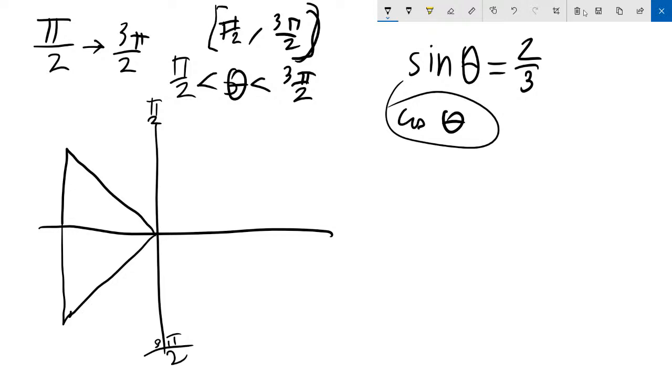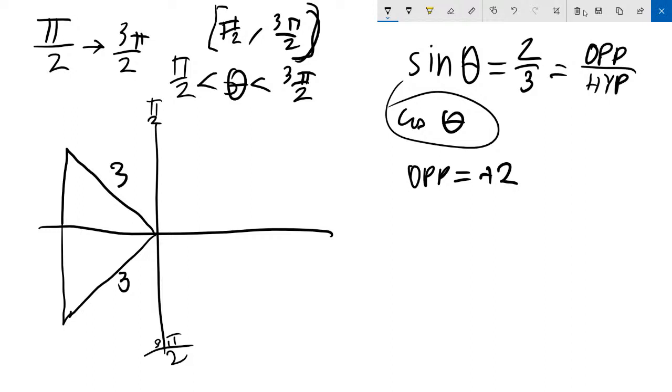So what we do is we think of sine theta, 2/3. Sine of theta, we know, is equal to the opposite over the hypotenuse, right? So the opposite is 2 and the hypotenuse is 3. You can just equate those things. The hypotenuse is always positive, so that's 3. You can't argue with that. And now the opposite is 2.